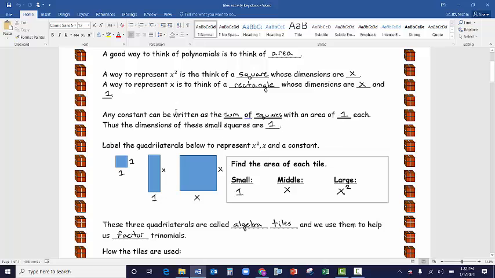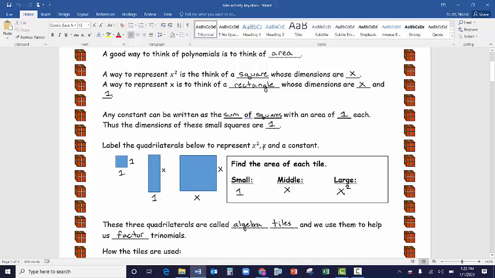And then if you usually have a constant like plus 5 or plus 3 at the end, I want you to think of that as a combination of squares, all of which have an area of 1. So for example, if I said x squared plus x plus 5, I want you to think of that 5 as 5 separate squares. Each of them has an area of 1, because that would get you 5 when you add them together.